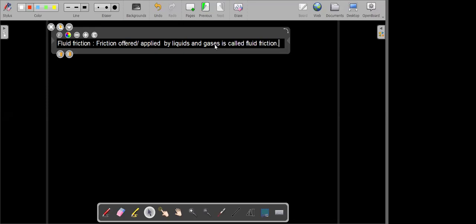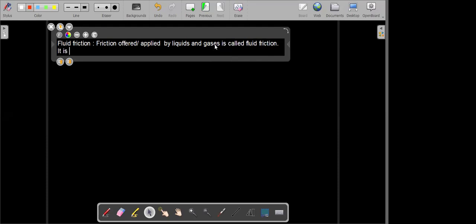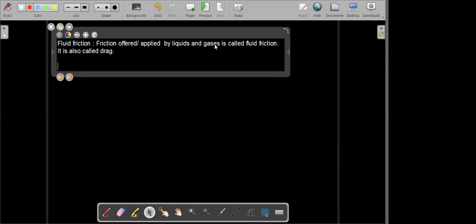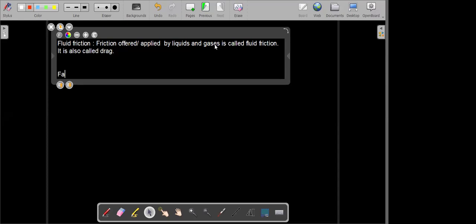And what other name is given to it? Drag, sir. Yes, it is also called drag. So fluid friction is also called drag. Friction offered by or applied by liquids and gases is called fluid friction. It has another name, that is drag. Got it? Now, the factors on which fluid friction depends. Can you think of the factors on which fluid friction depends?